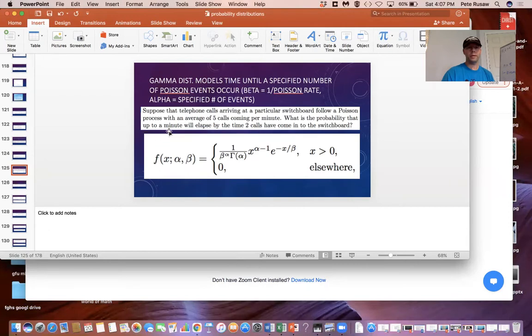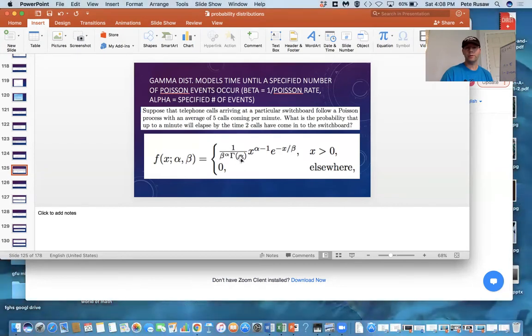So up to a minute would be, remember this gamma distribution starts at 0 and goes out to infinity. So up to a minute would be between 0 and 1 minutes. And let's look down here at the gamma distribution. So beta is 1 over 5 and alpha is 2. So we're going to have a 1/5 squared here. Gamma of alpha is really alpha minus 1 factorial, but alpha is 2.